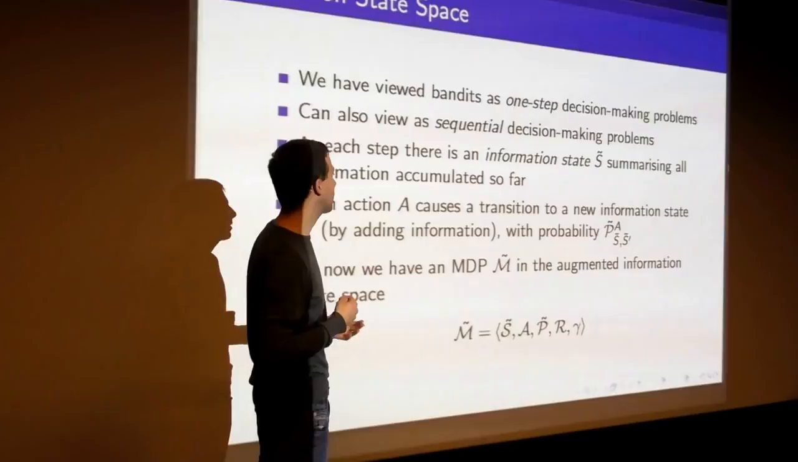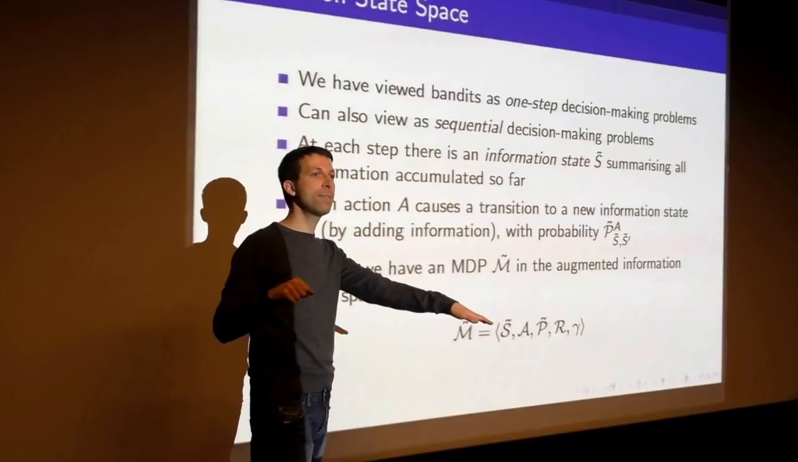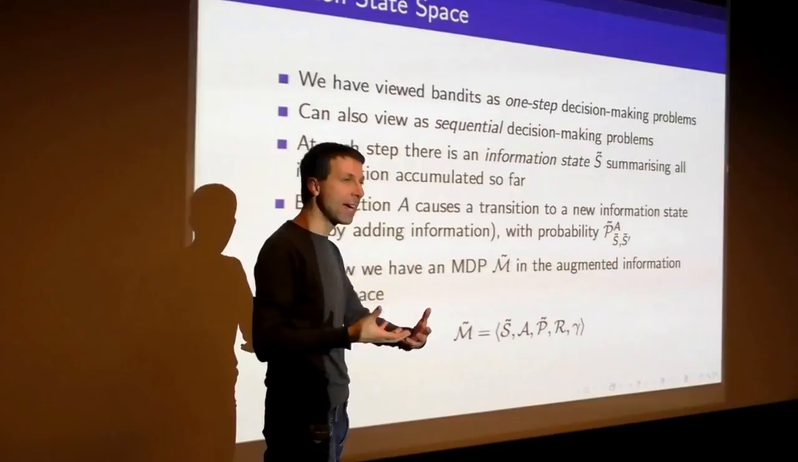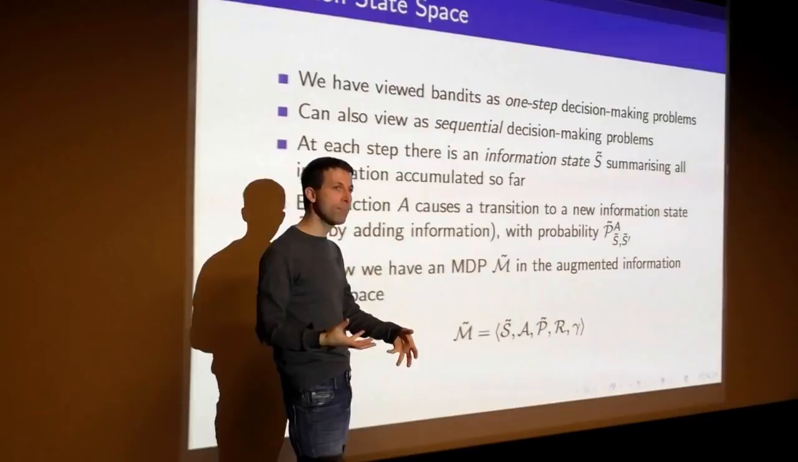Like I know that if I was in a state where I've pulled this lever 3 times and this lever 5 times, and I pull this lever again, then I know I'll be in an information state where I've pulled this lever 3 times and this lever 6 times. That's my transitions. I've got an MDP now where I'm transitioning from information state to information state. And so we can define an MDP over information states now.